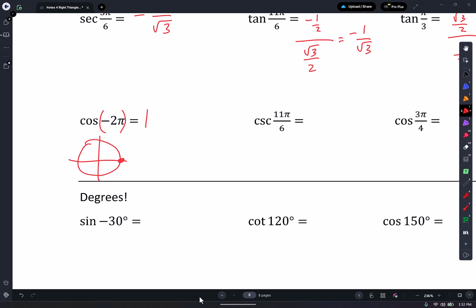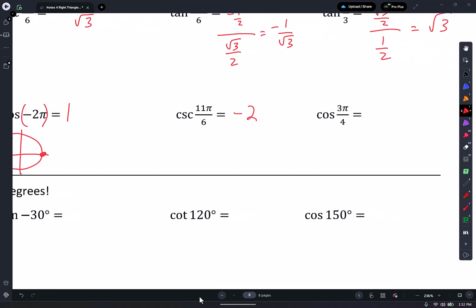Do you guys see how we're doing it? Okay. Cosecant of 11 pi over 6. Cosecant is the reciprocal of sine. So go to sine of 11 pi over 6. Sine of 11 pi over 6 would have been a negative half. So cosecant has to be negative 2 over 1, which is just negative 2. Do you see how we're doing it, guys?